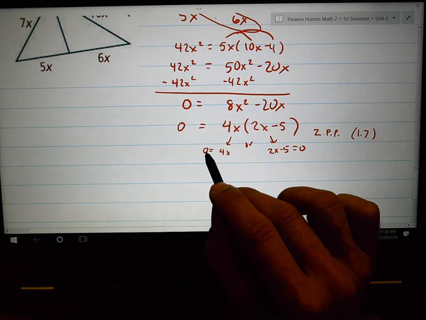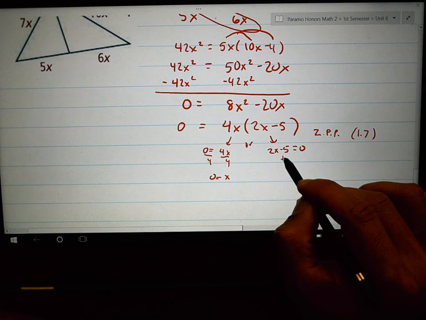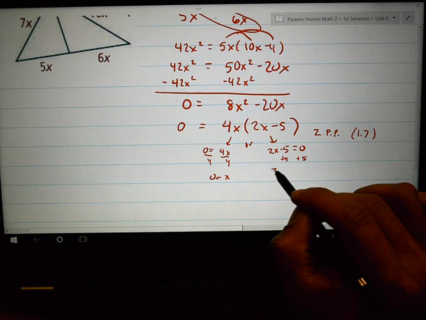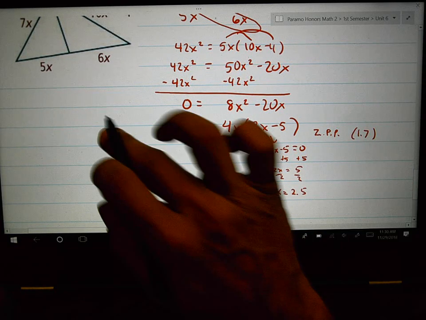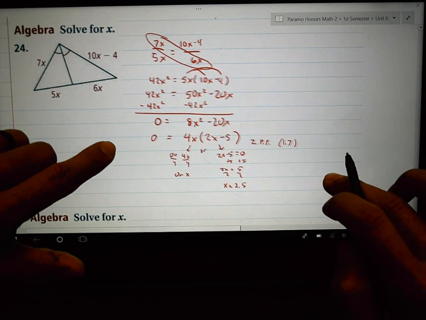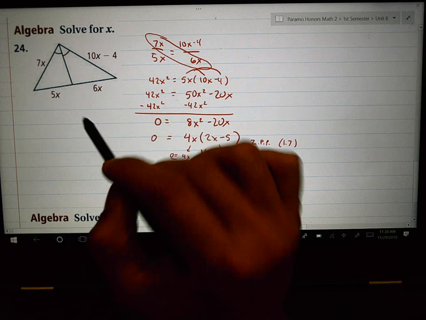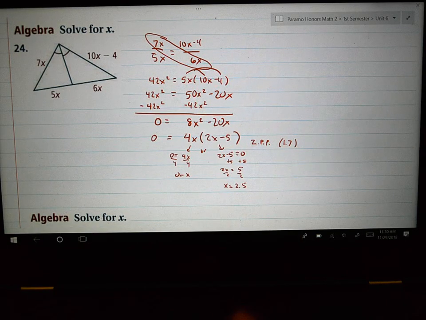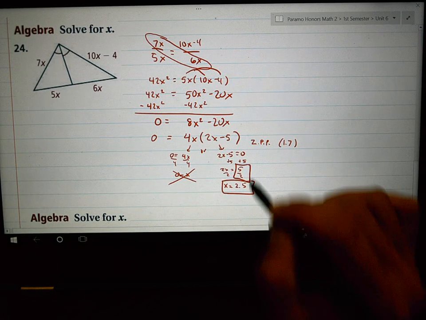4 times something equals 0. Divide by 4, divide by 4. x is either equal to 0. Add 5, add 5. Divide by 2, divide by 2. x is equal to 2.5. So if I look at this problem, x is either equal to 0 or 2.5. If I plug in 0, would there even be a triangle over there? No. So this does not even make sense. You can eliminate 0 as a possible solution, and your answer is either 5/2 or 2.5. I would accept either one.